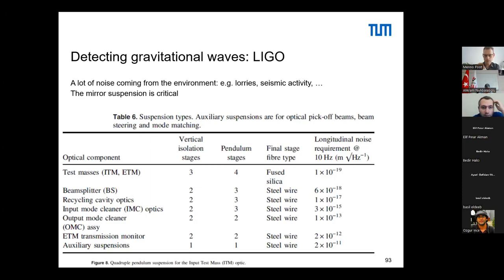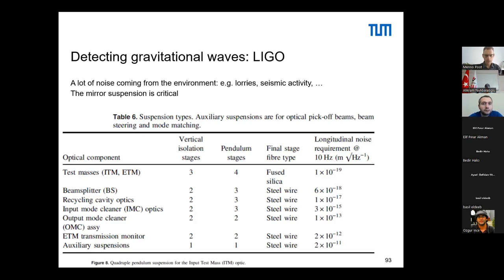That's because in this case, they really had to have very low remaining vibrations for the mirrors. Also, the beam splitter is something that you have to stabilize very well. In this case, it is about 60 times less sensitive, and that means they can use fewer stages and also use steel wires instead of those silica wires that tend to break. Then for all the other things, you still need to do a good job, but in essence, the requirements become less and less stringent. So it is really the test masses and this beam splitter that are extremely sensitive to vibrations.